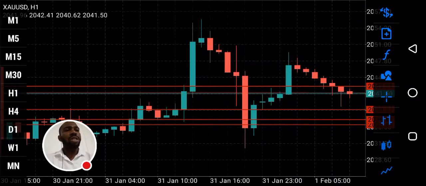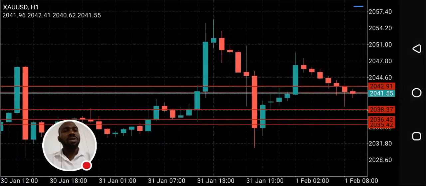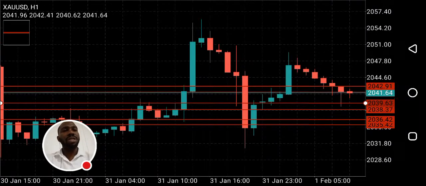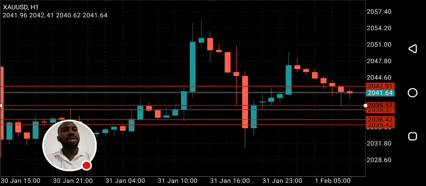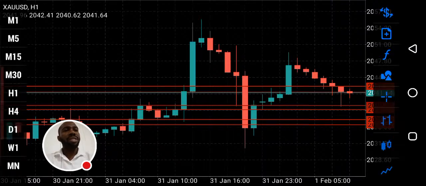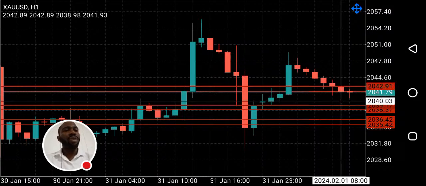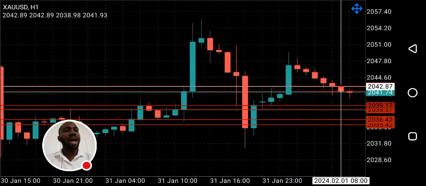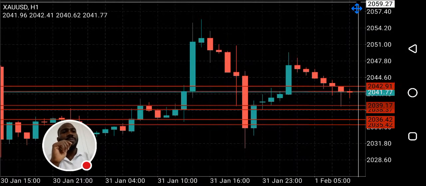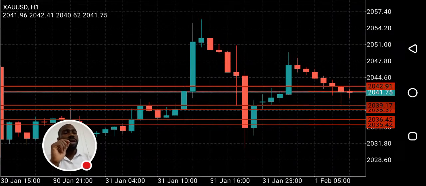You'd also notice the low of that candle, and you can see here we had a resistance. Can you see that resistance? Price tested that level and there was a rejection from that level. So if a bullish candlestick closes above the high of this hammer, I would buy gold. I'm waiting for a close above the high of that hammer before I buy.